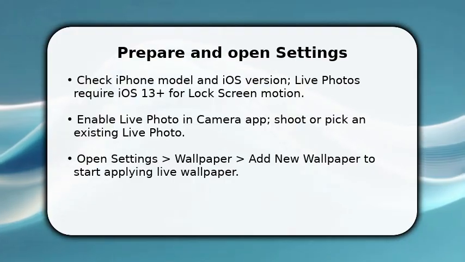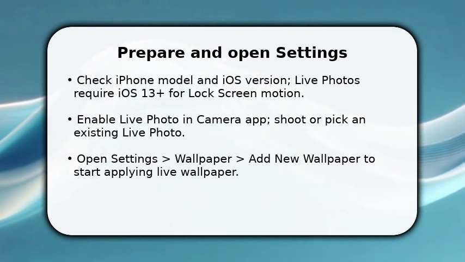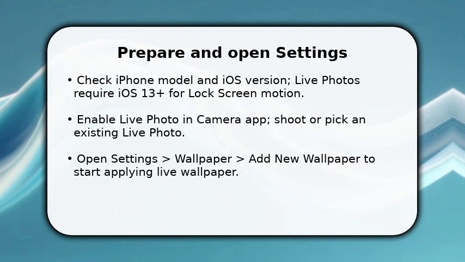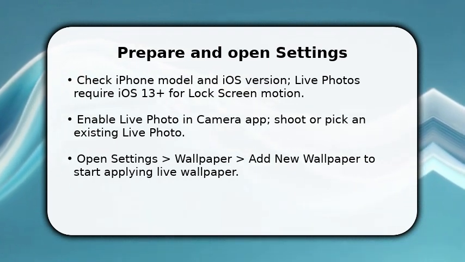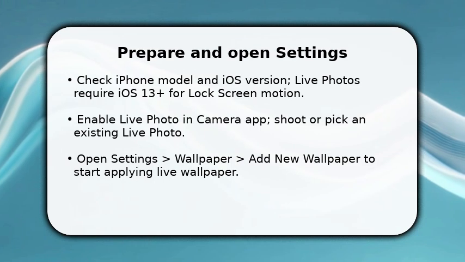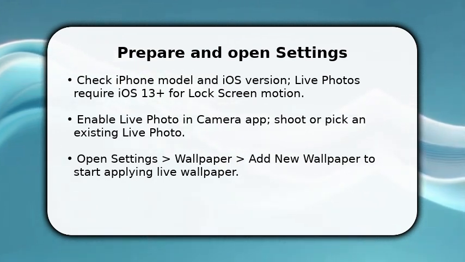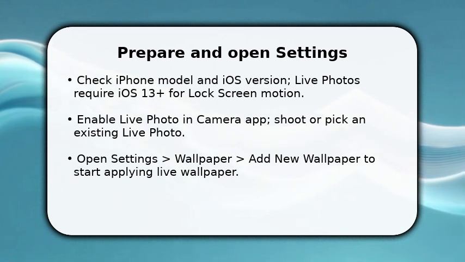You start by confirming essentials. Make sure your iPhone runs a compatible iOS and you have a live photo ready. Once confirmed, open Settings and go straight to Wallpaper so you can add a new wallpaper. Tap Add New Wallpaper, then choose the Live Photos album. You do this because lock screen motion depends on a live photo source.